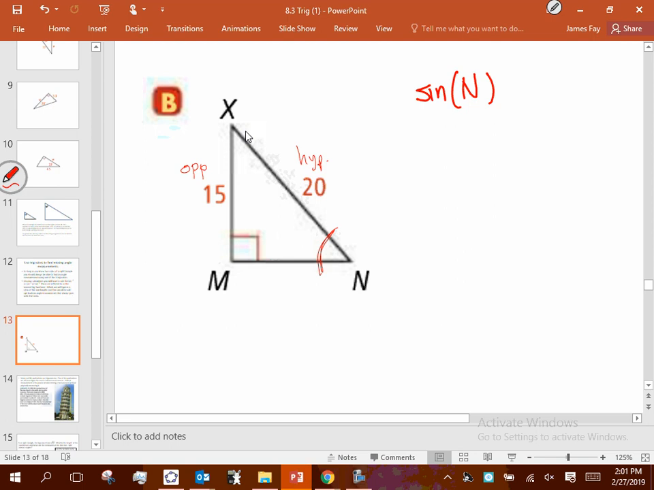So, okay, so sine of n would equal, what would be the ratio that is equal to? You're going to grab your calculator anyways. So right now 15 over 20 is fine, right? If you want to write 3/4, that's fine. But 15 over 20 is fine.